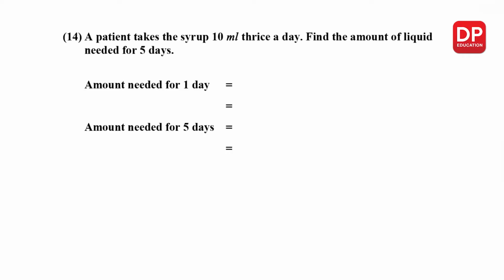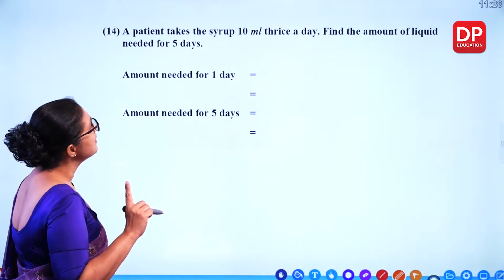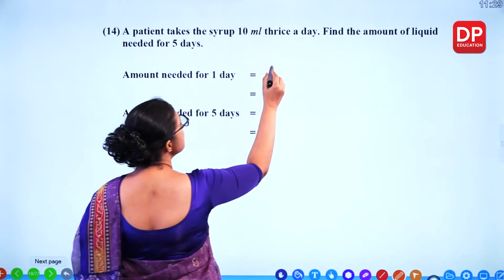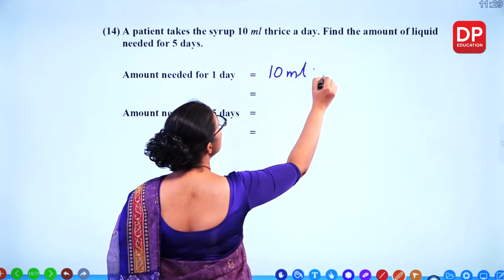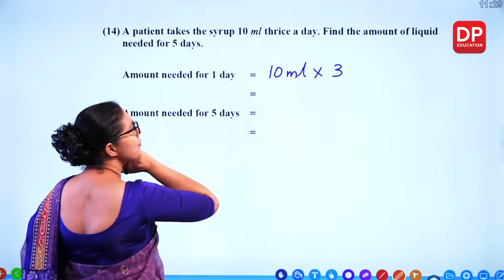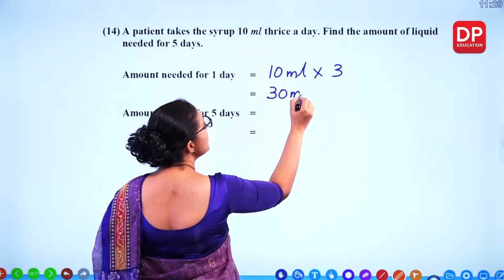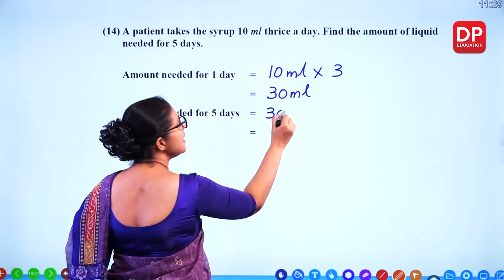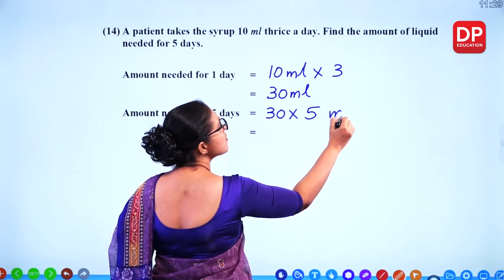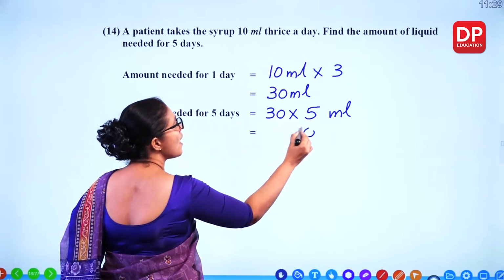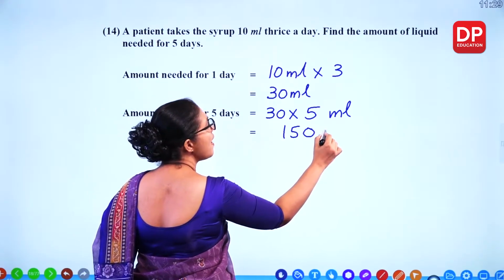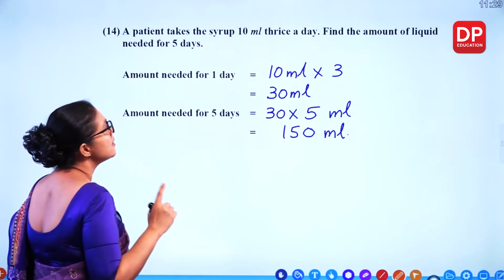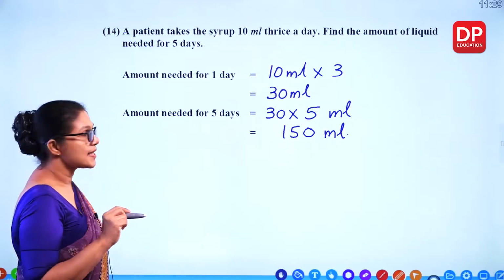A patient takes the syrup 10 milliliters thrice a day. Find the amount of liquid needed for 5 days. Amount needed for 1 day. So 10 milliliter syrup, 3 times you have to take. Multiply by 3. So 10 times 3, 30 milliliters per day. You have to take for 5 days like that. So 30 milliliters times 5. What's the total? 0. 5 times 3, 15. So 150 milliliters of syrup taking for 5 days.